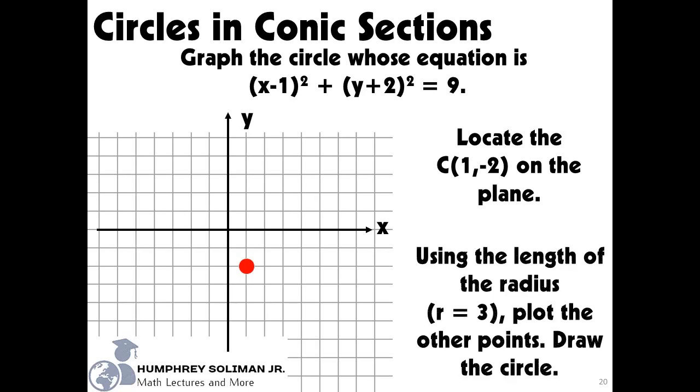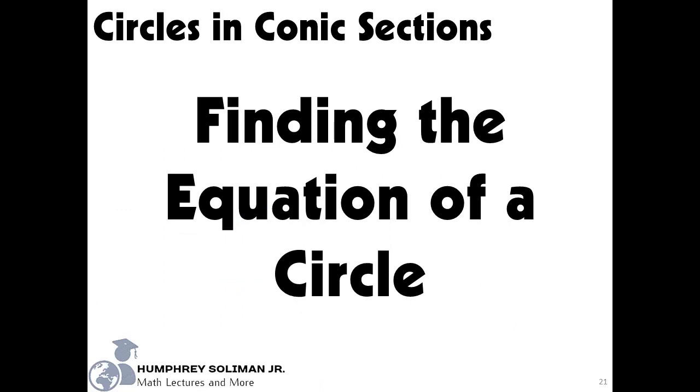Next, is to use the length of the radius, 3, to plot 4 points from the center of the circle. Finally, we can draw the circle using these 4 points. After learning how to graph, we will now find the equations of a circle with given conditions.